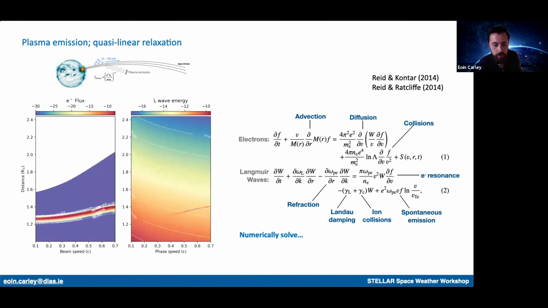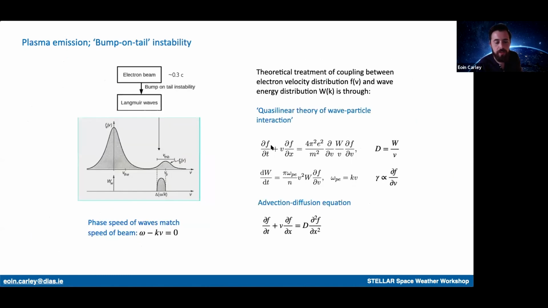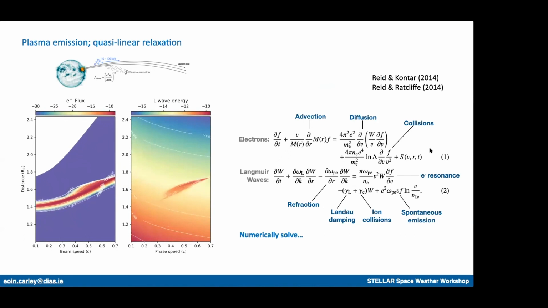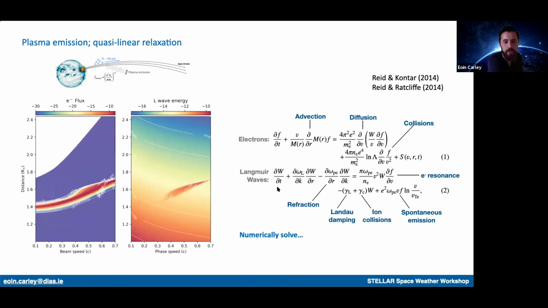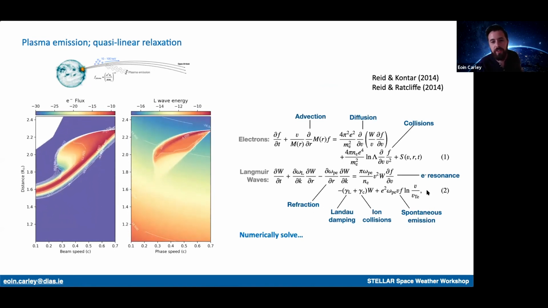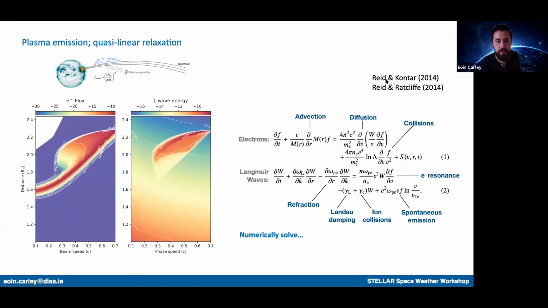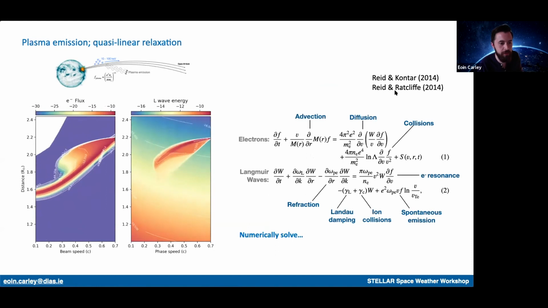Cool. Okay, so I've showed these coupling equations here. So electrons and Langmuir waves, how they develop over time. This is a simplified breakdown, and this is all of the different physics that goes into this process. I've no time to go into it here, but as you can see, it gets pretty complicated. But if you're interested in the detail, give Reid and Kontar a read, and Reid and Ratcliffe a read.